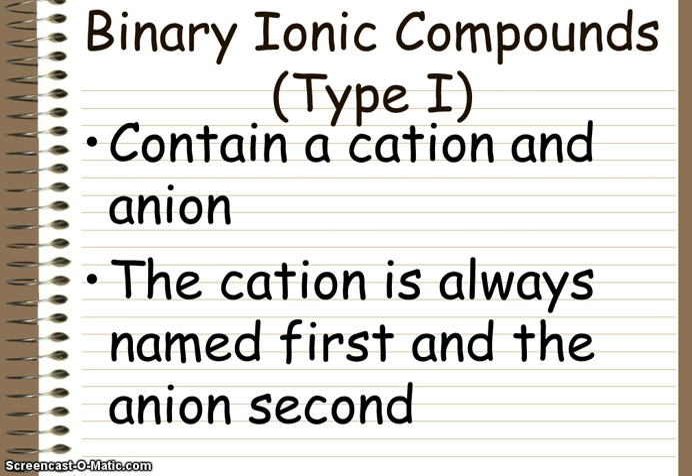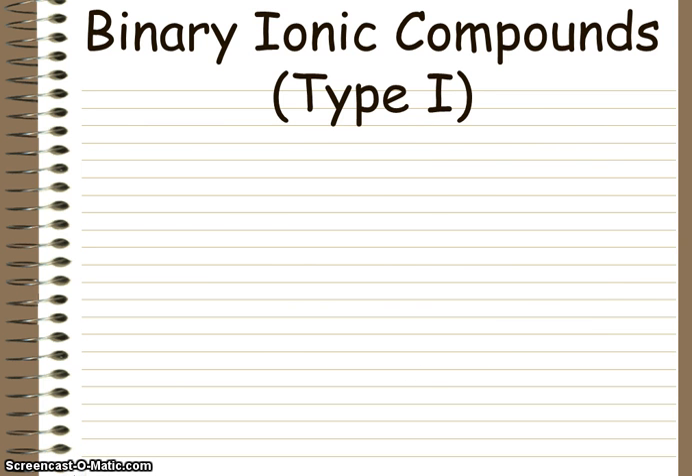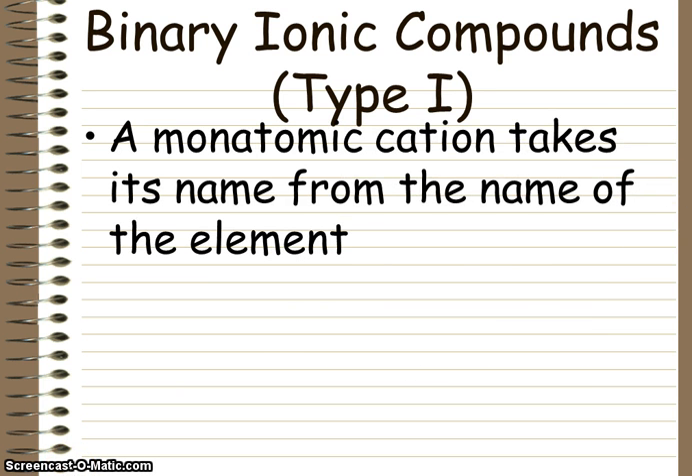When we name binary ionic compounds, the cation is always named first, and the anion is always named second. Now for the cation name, we're not going to do anything to the name of the ion. So whatever the name of the element is that the ion is forming from, that will also be the name for the cation. So if we had a sodium atom that loses an electron and becomes an ion, it'll be called sodium. If we have a calcium atom and it loses 2 electrons, it'll become a calcium ion.